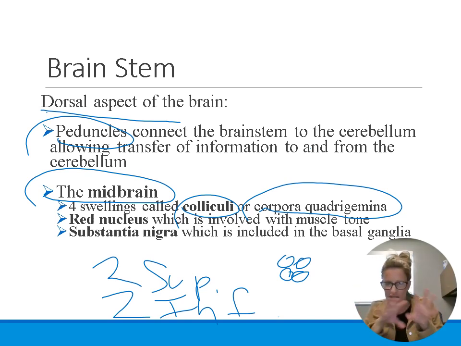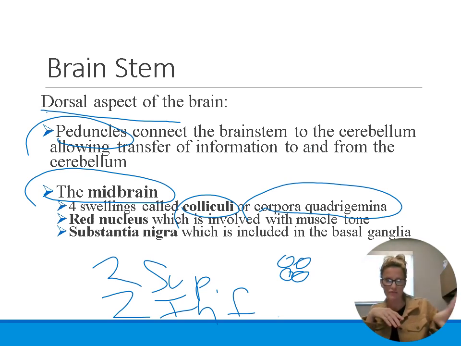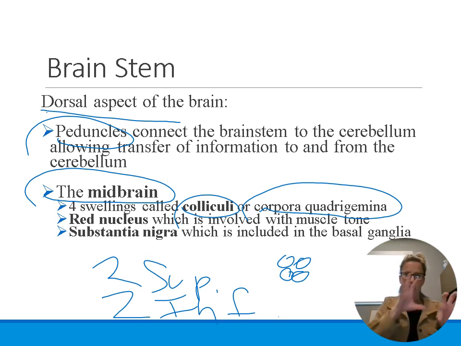That area where the colliculi are is also referred to as the tectum. So when you look at the midbrain, the tectum is the back of the midbrain. The ventral part, the front part, is the tegmentum. So the midbrain has the tegmentum in the front and the tectum in the back. In the midbrain, we also see the red nucleus. The red nucleus is involved with muscle tone.